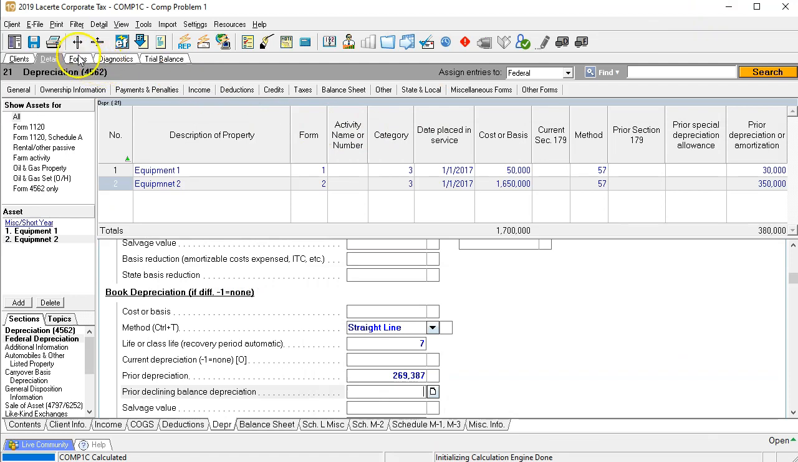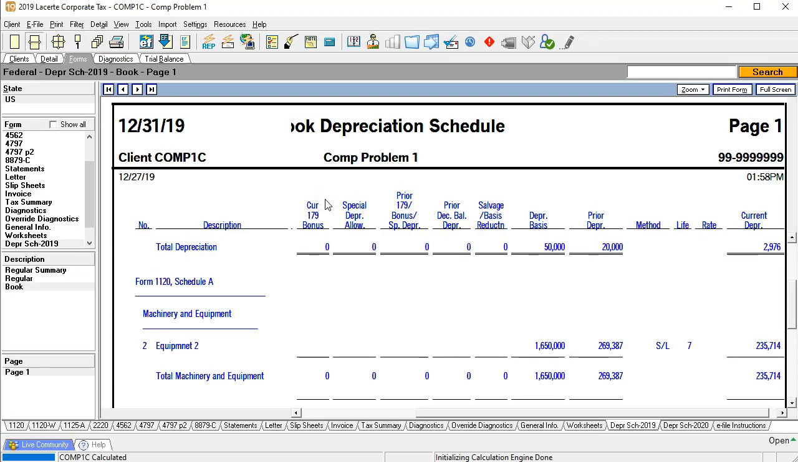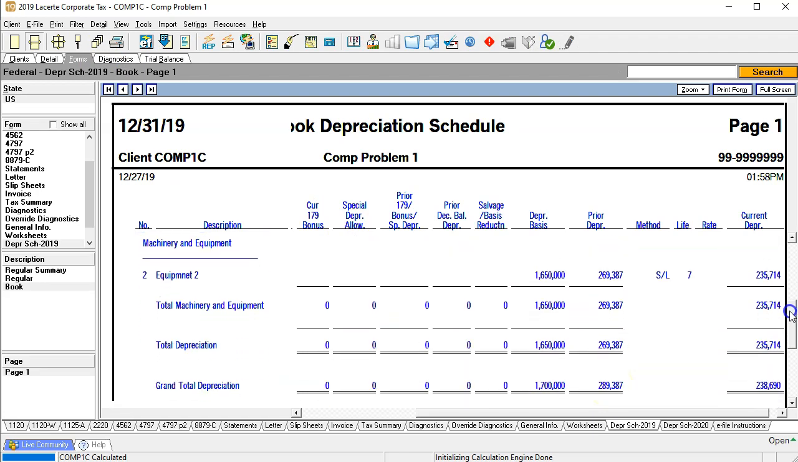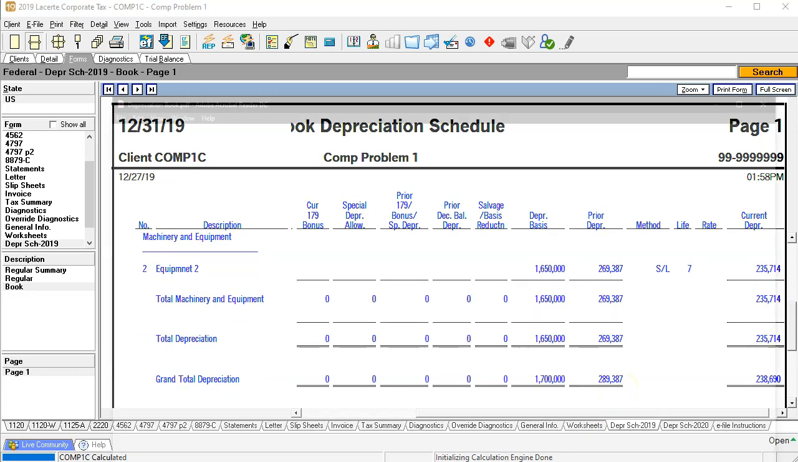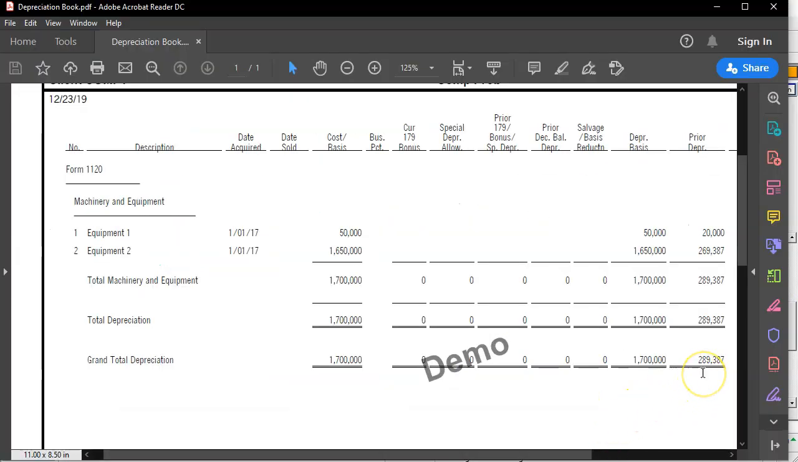So now let's go back to the forms up top, and that's going to be the 269,387 here. Then the total prior year depreciation should be the 289,387, which is what we had in our data. The 289,387 should be the total.